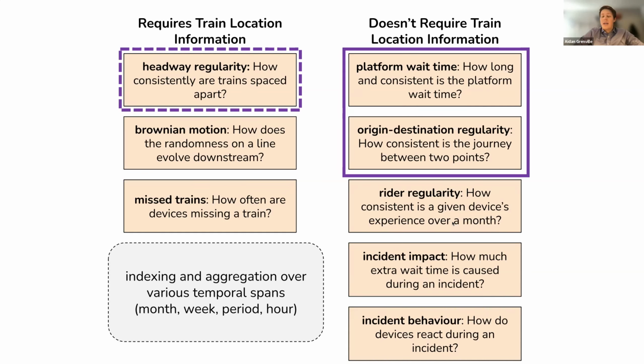And then likewise, also looking at platform wait time and origin-destination regularity. So what is that user experience like? How long are people waiting throughout the day, throughout different parts of the network? And how reliably can you get to your destination? If you think that you have a 35-minute trip, is that pretty much always 35 minutes? Or are we seeing wild swings based on performance characteristics that maybe vary across the network? We'll get into this in just a moment.